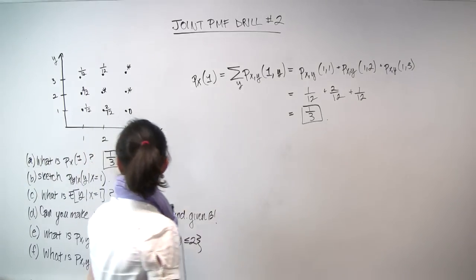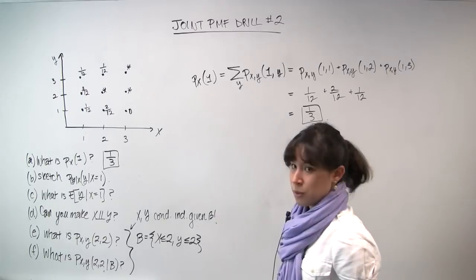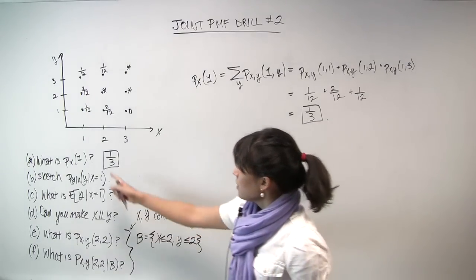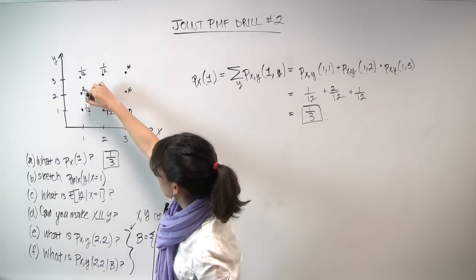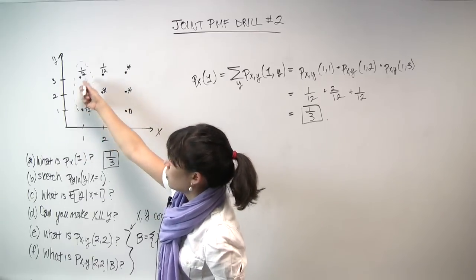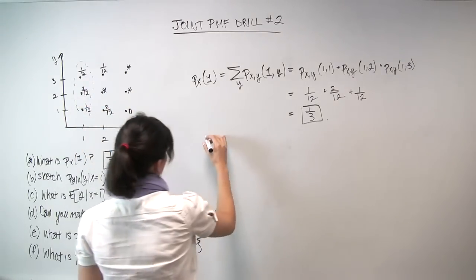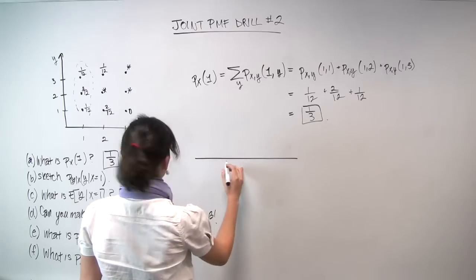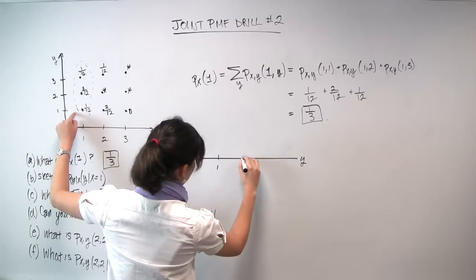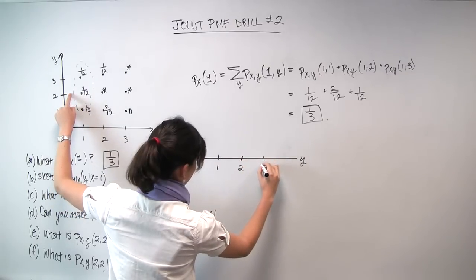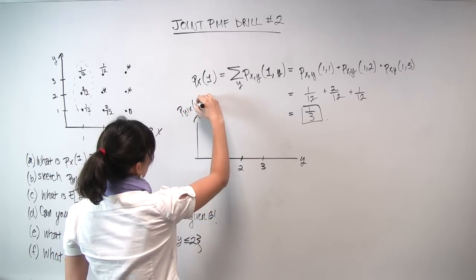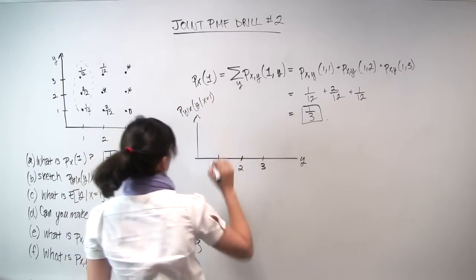So for part B, conditioning on X equal to 1, we want to sketch the PMF of Y. If X is equal to 1, we are suddenly living in this universe. Y can take on values of 1, 2, or 3 with these relative frequencies. So let's draw this here. This is Y. Y can take on a value of 1, 2, or 3. And we're plotting here p_Y given X, conditioned on X equal to 1.